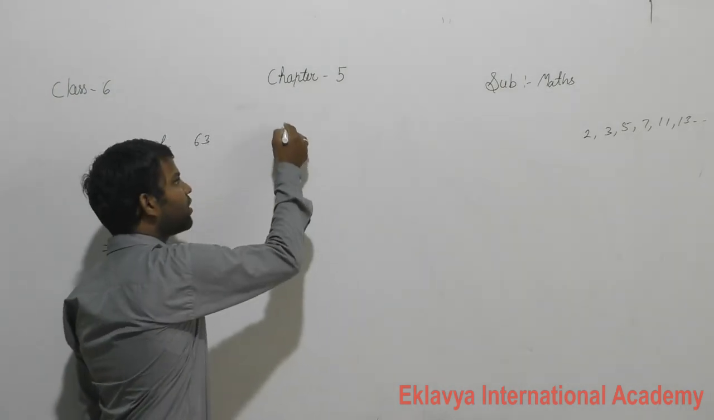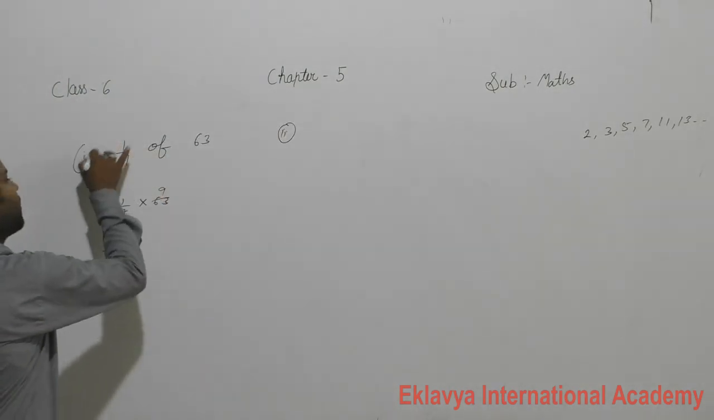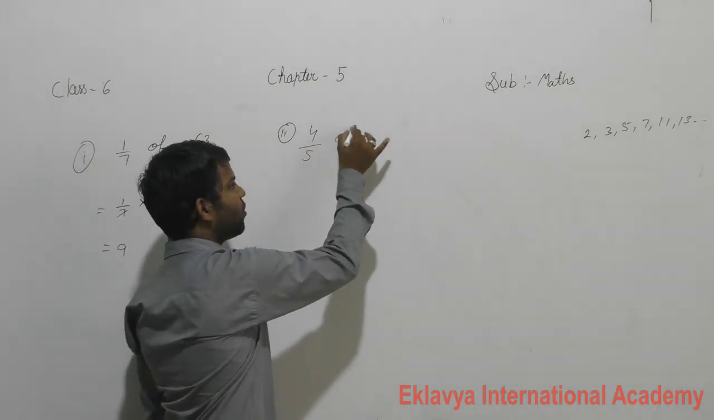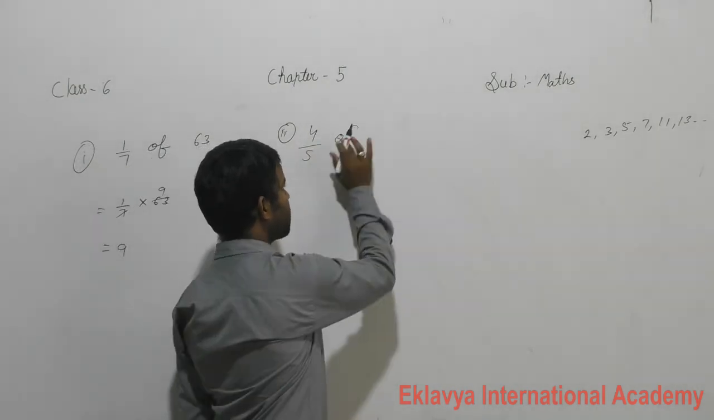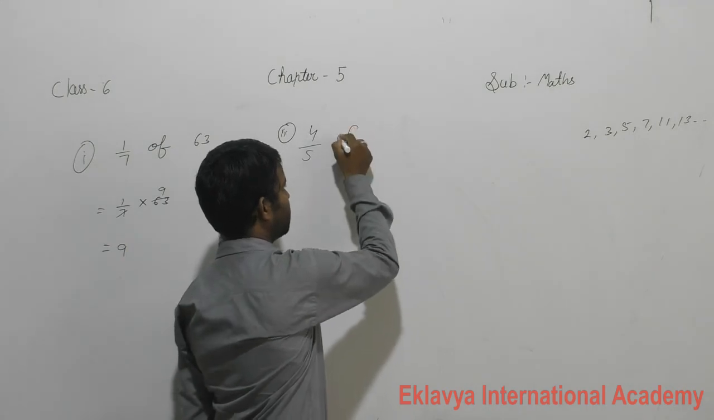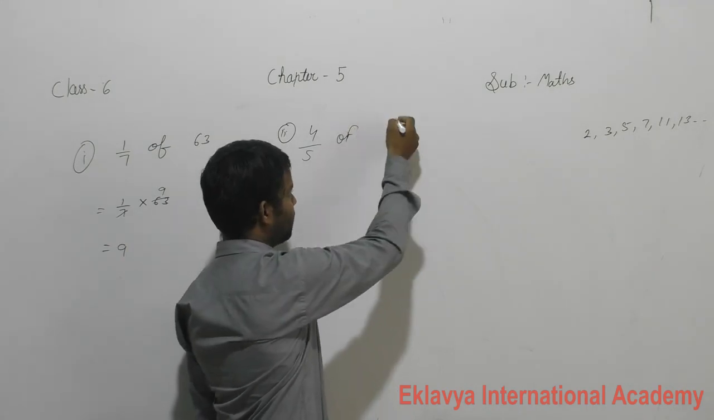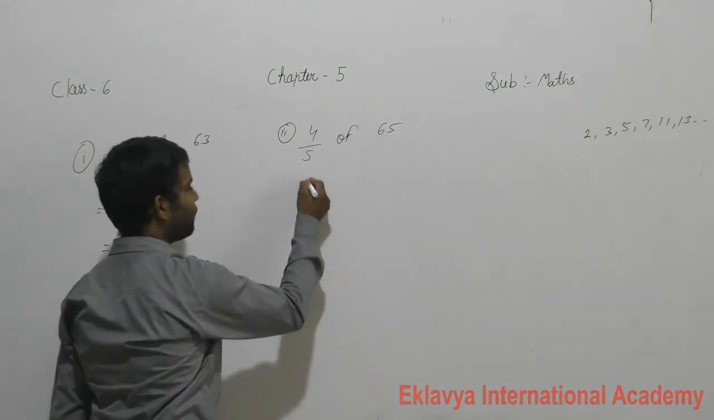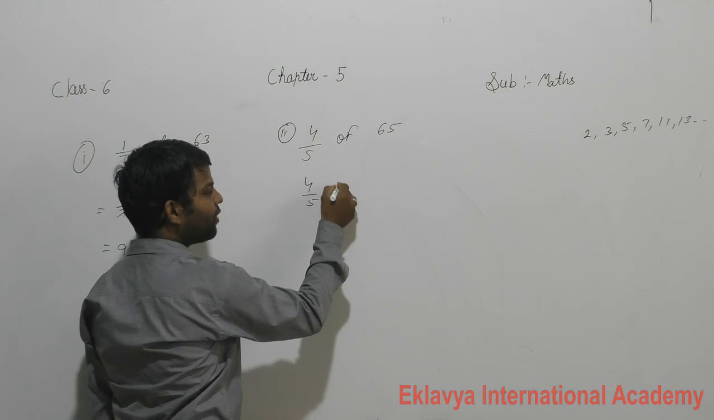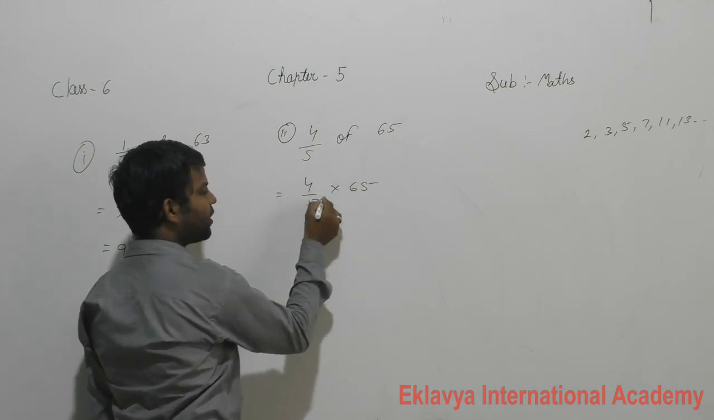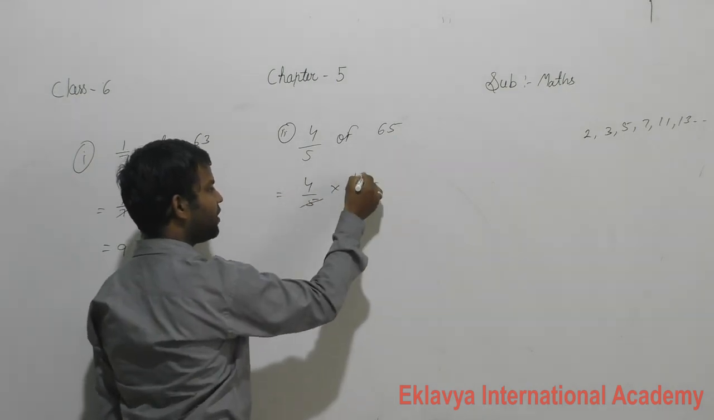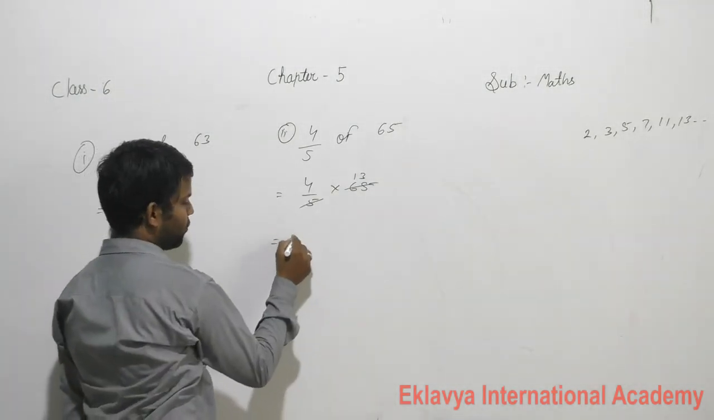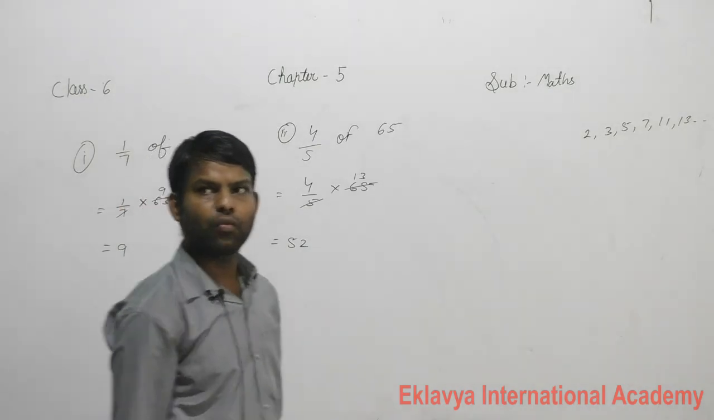Second question, similar to the first: if we want to find the 4 upon 5th part of 65, then 4 upon 5 of will be converted into multiplication, then 65. 5 thirteens are 65, then 13 fours are 52. So our answer is 52.